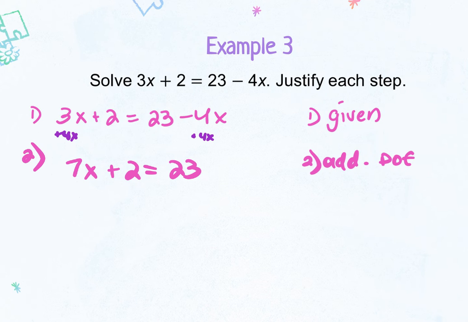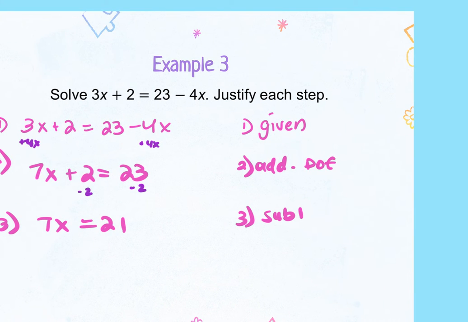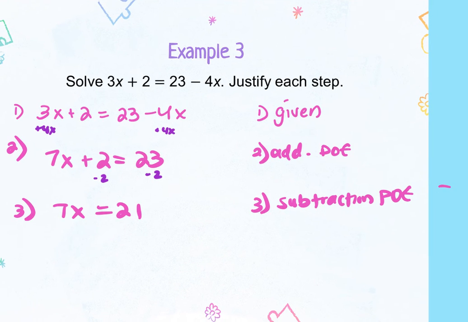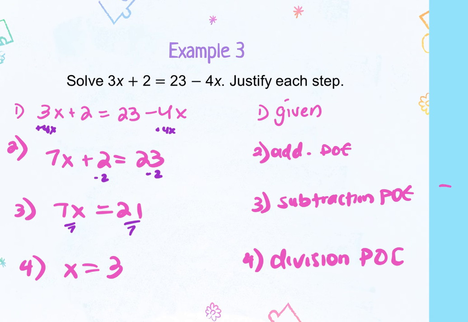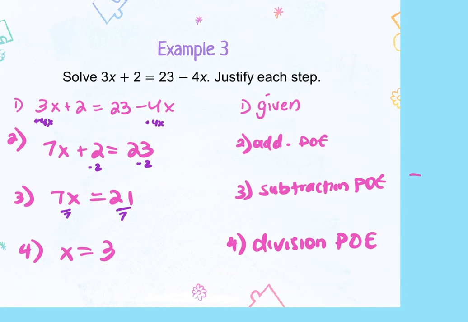Good. Then, what'd you do after that? Step 3, I subtracted 2 on both sides, which is the subtraction property. Step 4, I just divided both sides by 7, which is the division property. Good job. So if you first subtracted the 2, then steps 2 and 3 could be switched. It's totally fine. You should still get to the same answer at the end, and the reasons should still be the same. They just can be switched in order.